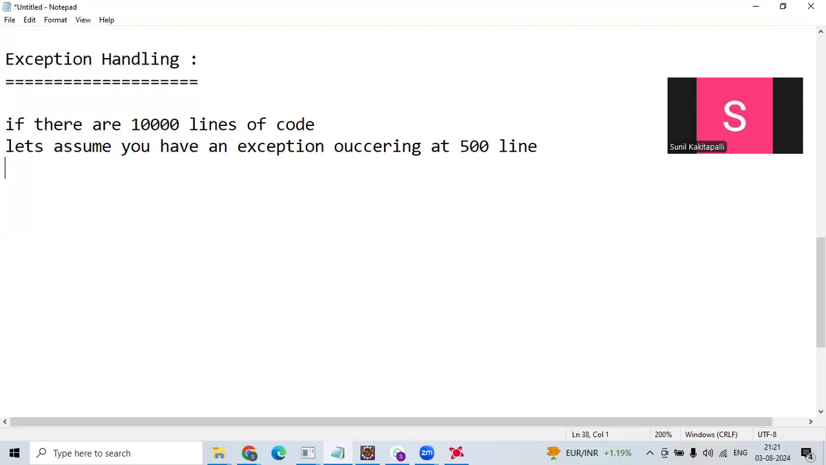So your exception disturbs the flow of execution. So you need to handle the exceptions. If there is an exception, you need to handle it, otherwise it disturbs the smooth flow of execution.